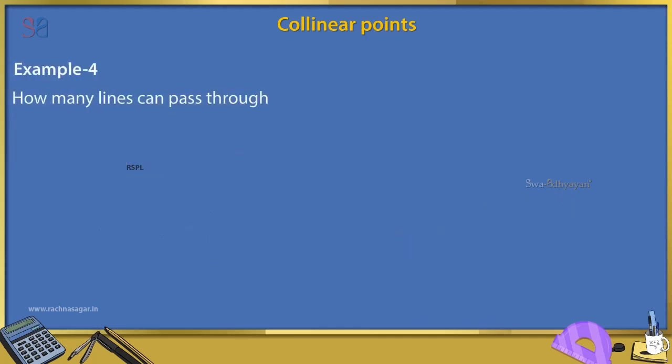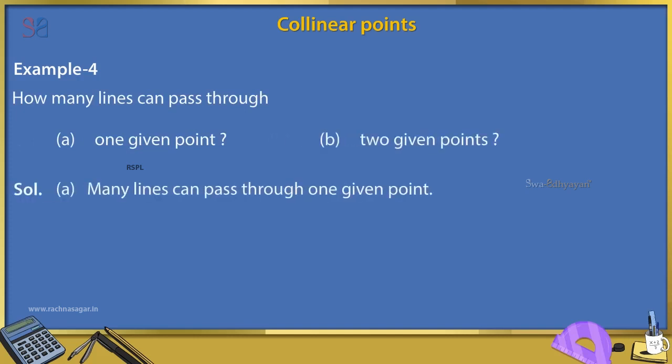Example 4. How many lines can pass through: A. One given point. B. Two given points. Solution: A. Many lines can pass through one given point. B. Only one line can pass through two given points.